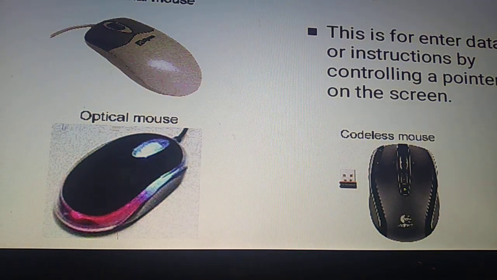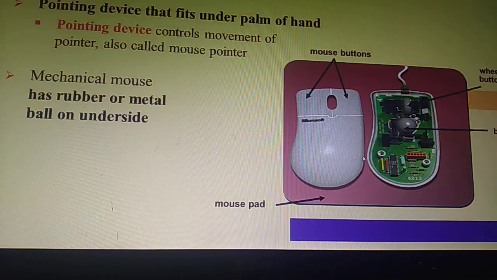Some of the pointing devices that we are having are these: traditional mouse, the optical mouse, and the cordless mouse. Now, the traditional mouse looks like this. It has got these two mouse buttons. Then it usually uses a mouse pad. There is a ball that is usually underneath. Then there's this wheel button that is found on top here.